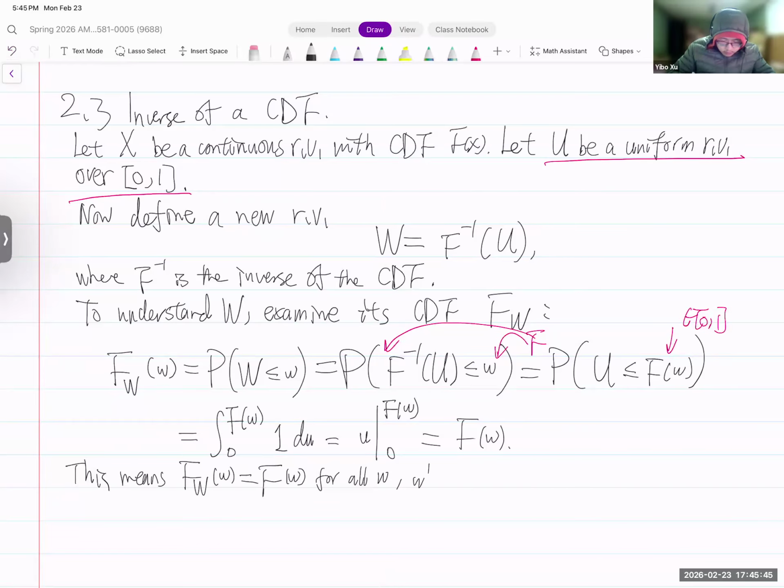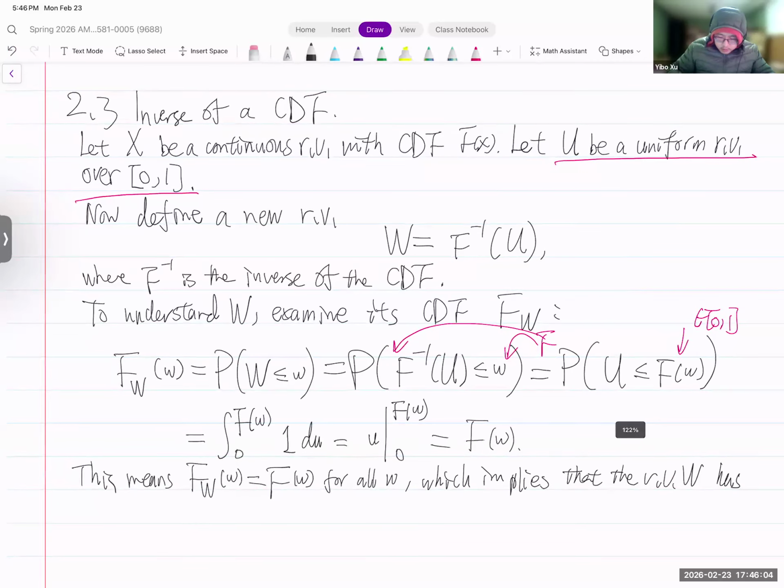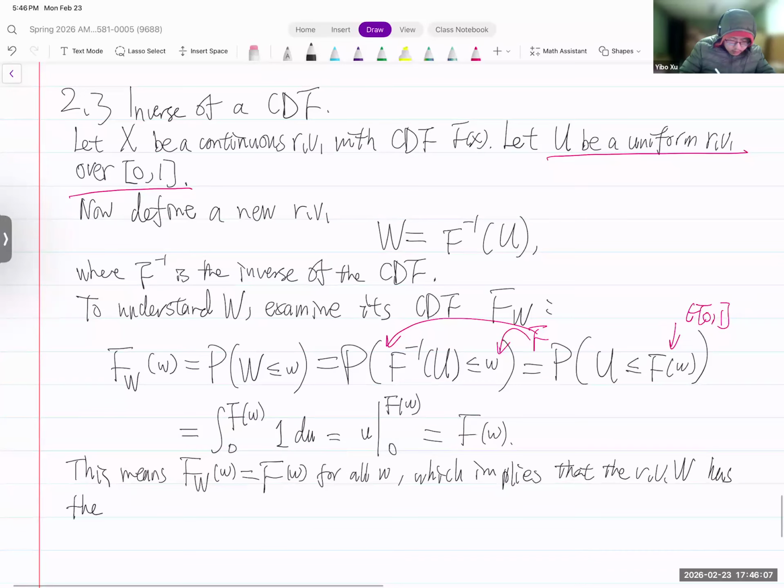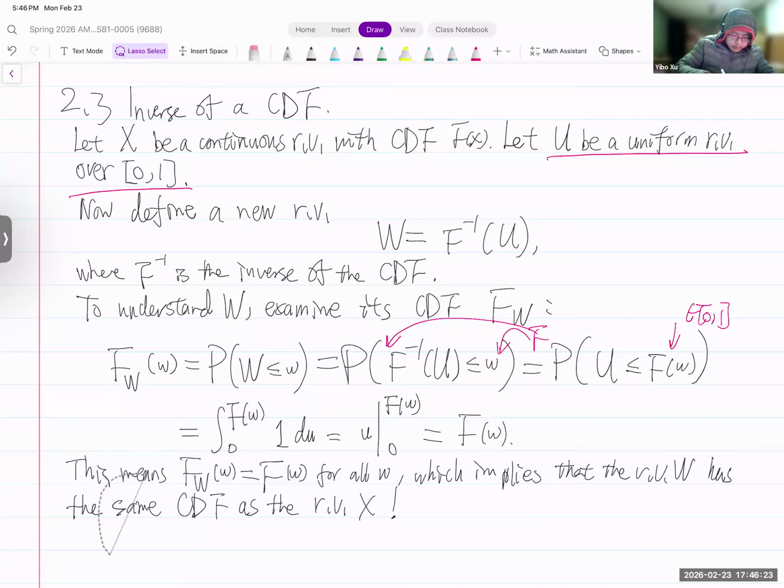which implies that the random variable W has the same CDF as the random variable X. Okay, it's the same. So let me highlight this. The same CDF.